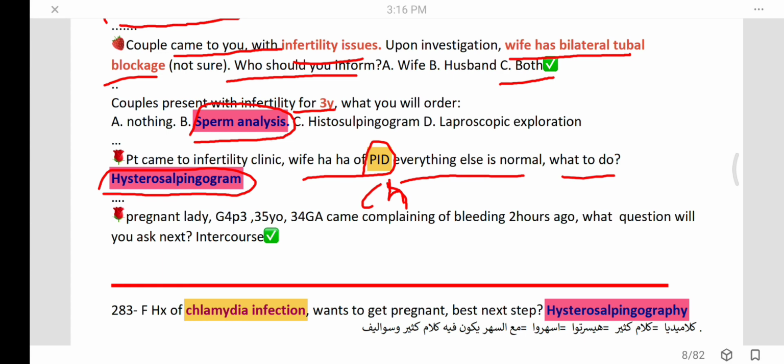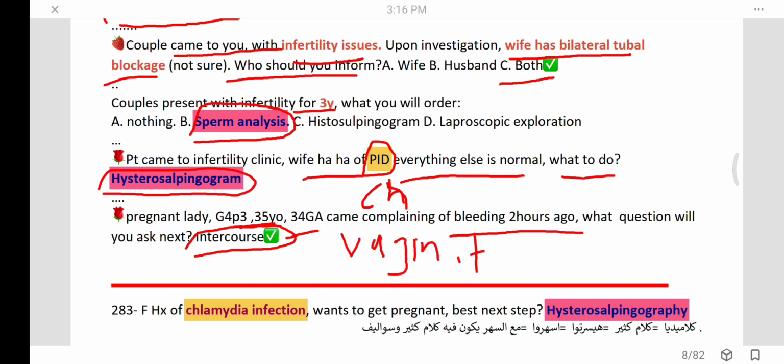A pregnant lady, gravida 4 para 3, 35 years old, gestational age 34 weeks, came complaining of bleeding for 2 hours. What question would you ask about recent intercourse? Suppose they say there is no history of intercourse, then you would look for causes of vaginitis, cervicitis, or cervical cancer, herpes, warts, things like that.